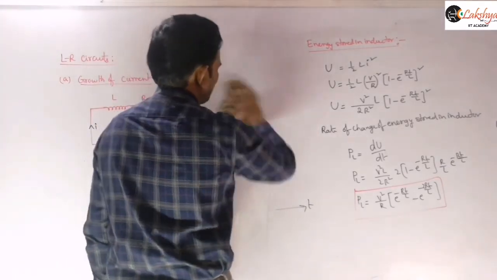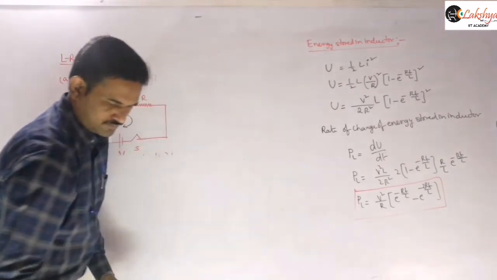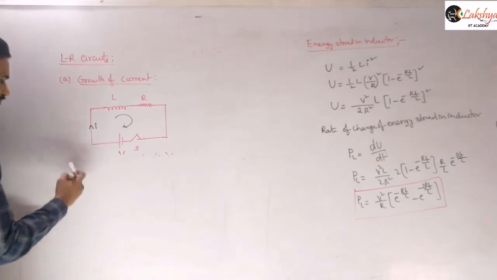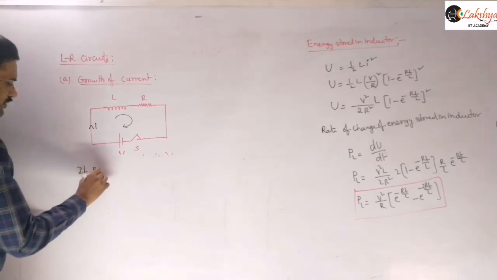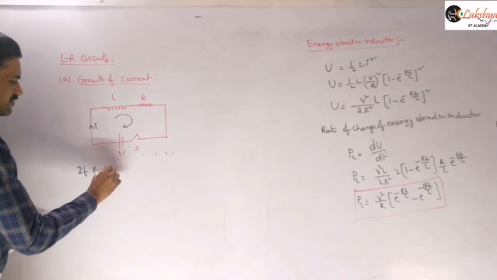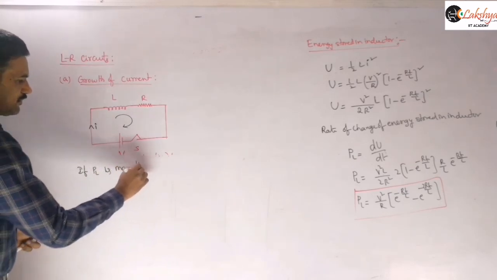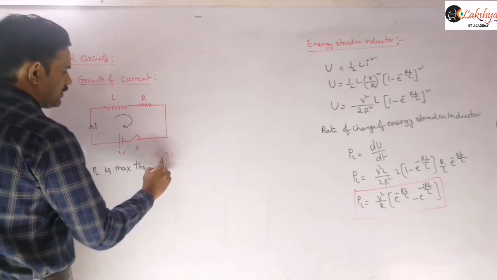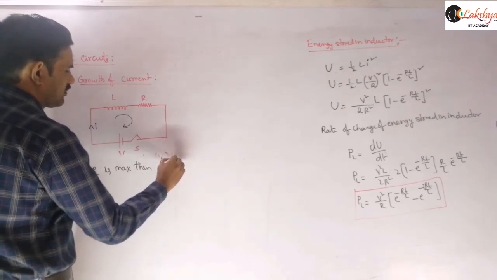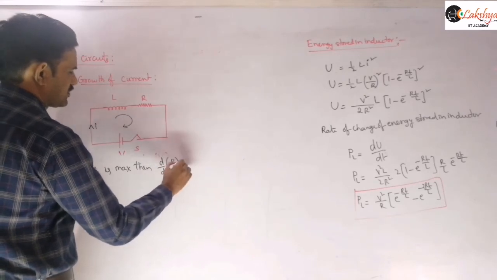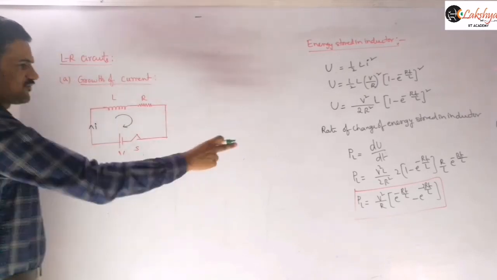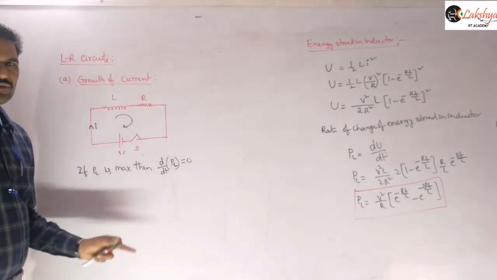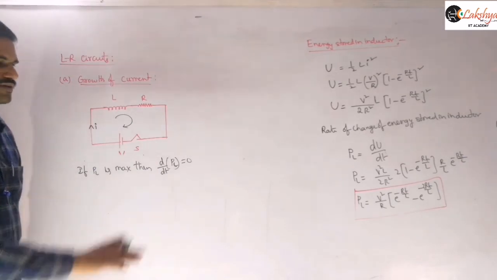And so do that calculation. So that means after that I will write here, if PL is maximum, then d by dt of PL, the power supplied to the inductor, is equal to 0. So differentiate that value and equate it to 0, then you will get that time value, the time at which that power becomes maximum, and what is that maximum power.